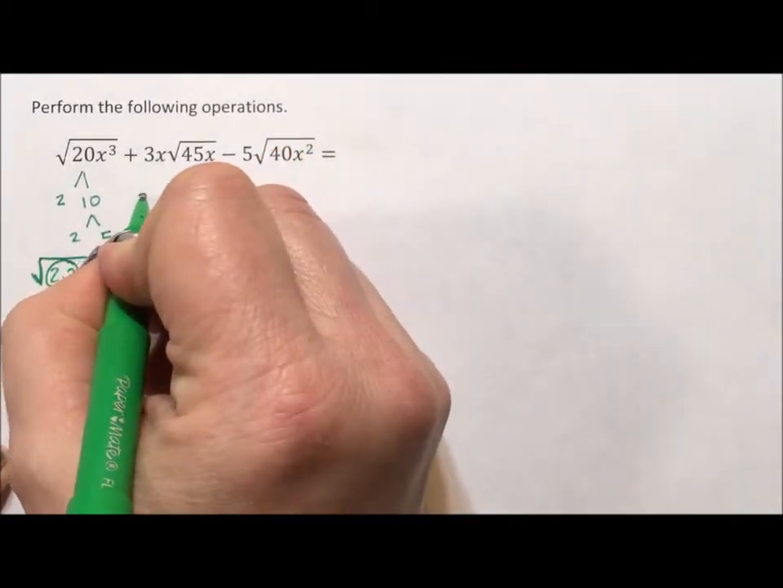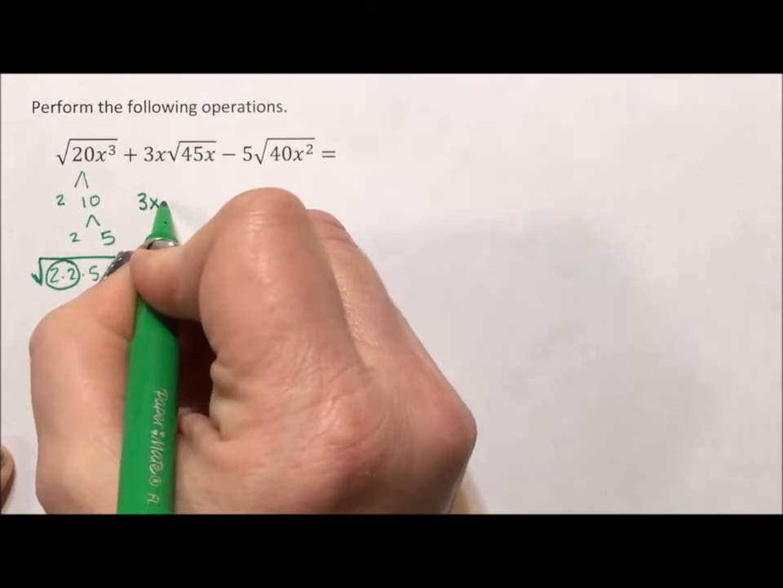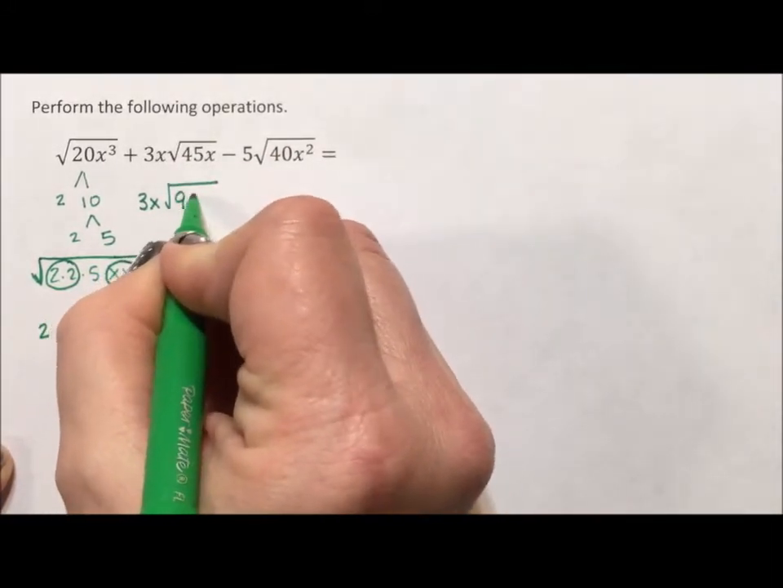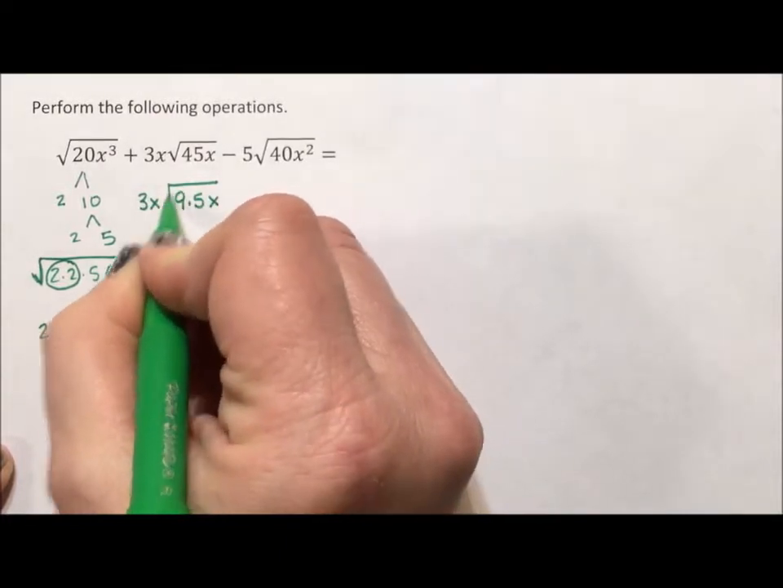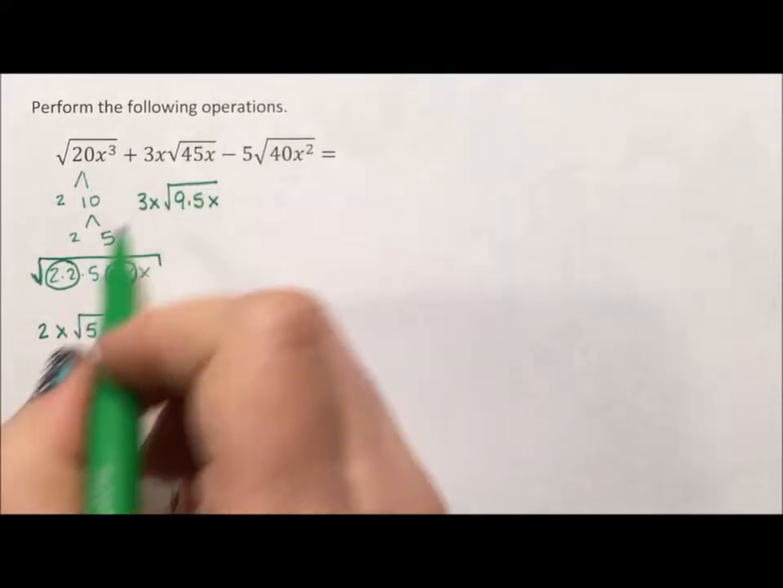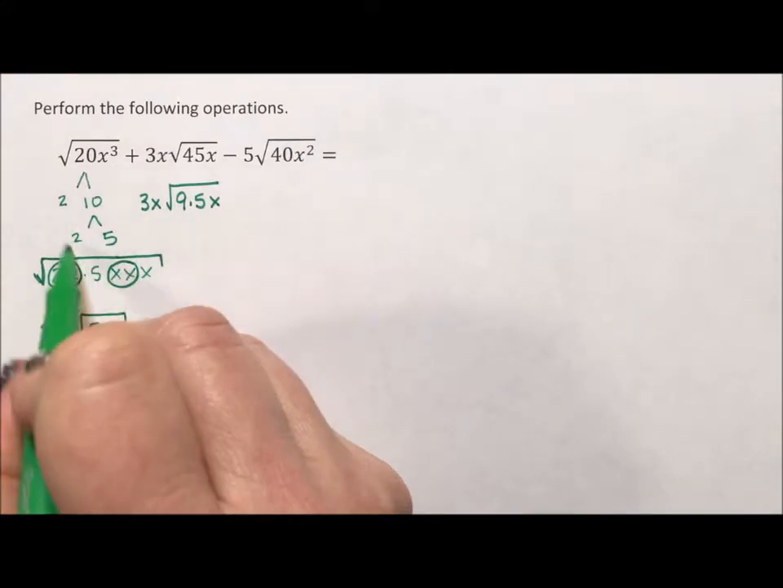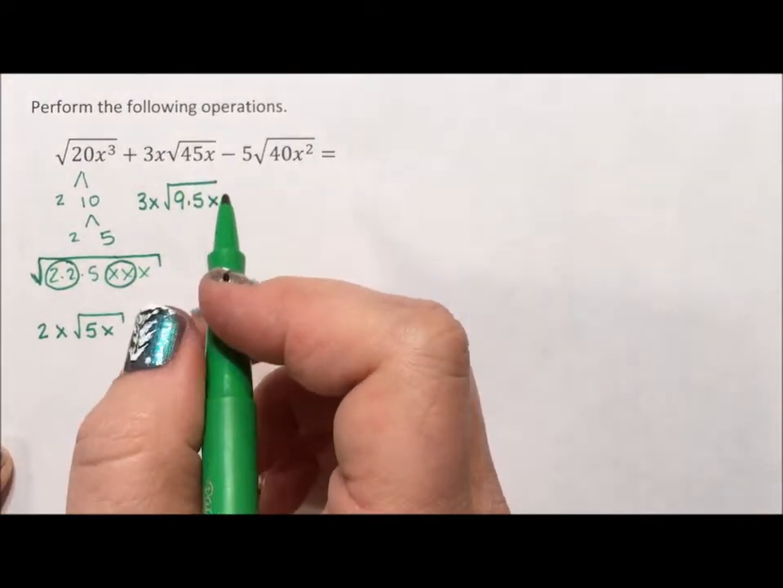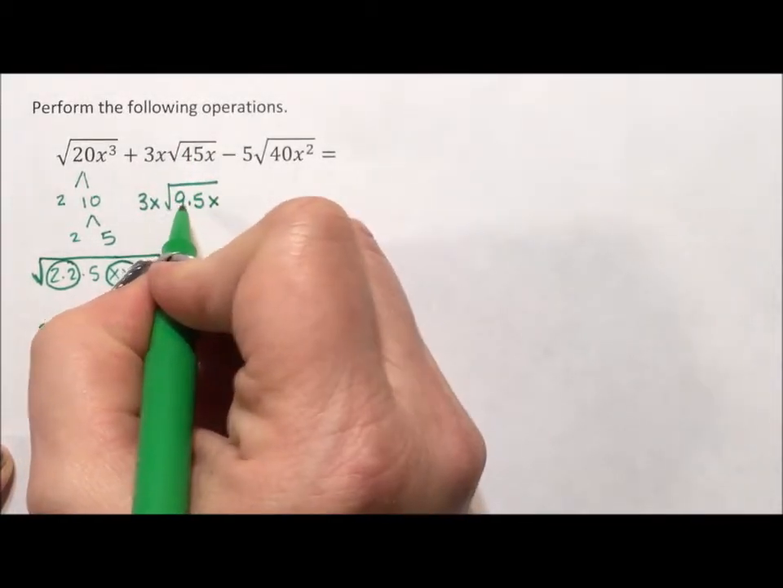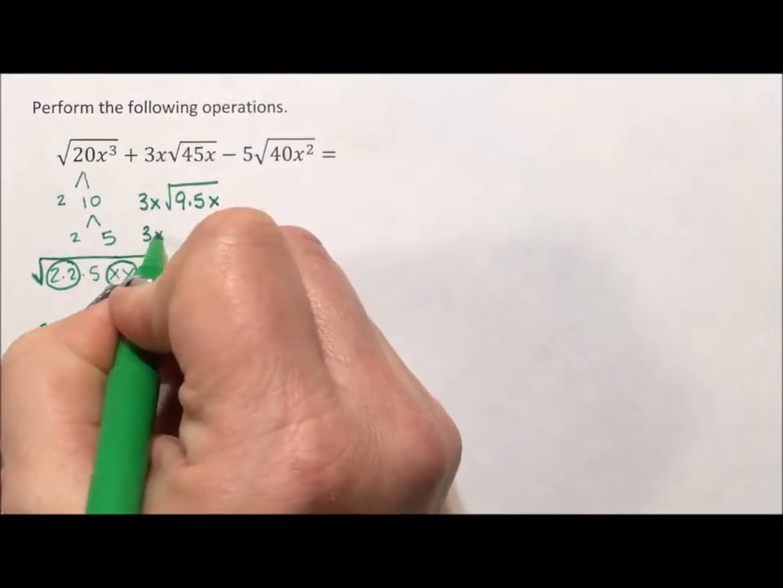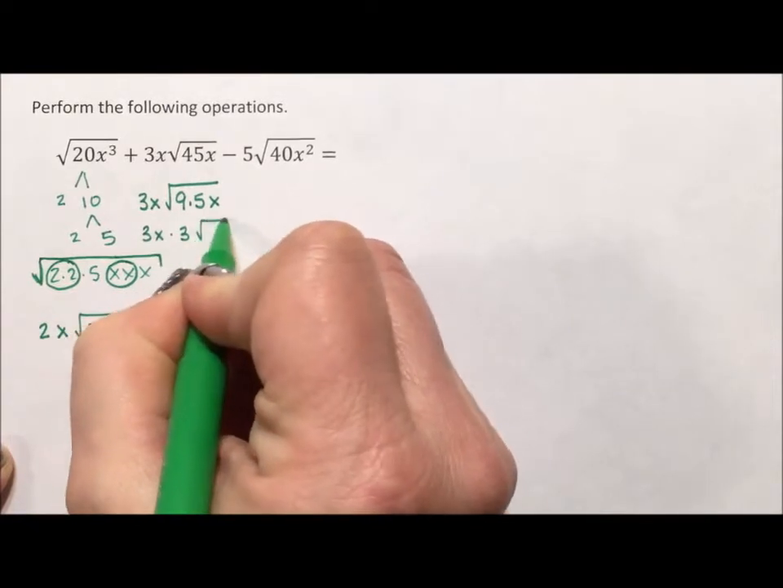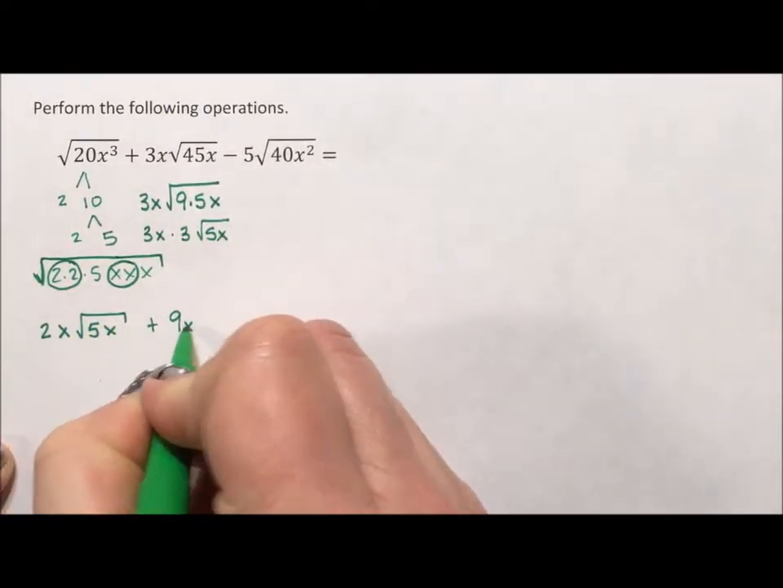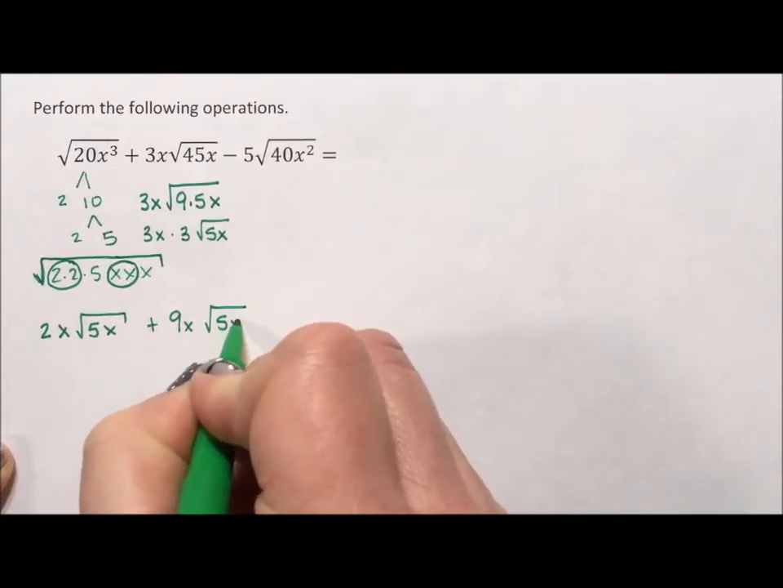I could take this 3x and take this 45 and say, okay, 45 is the square root of 9 times 5 times x. Because I know 9 is a perfect square, I don't actually have to do the prime factorization all the way down to primes. I can just factor this out by pulling out my perfect squares. Well, the square root of 9 is 3. And then 3 times 3 is 9, so I have 9x times the square root of 5x.